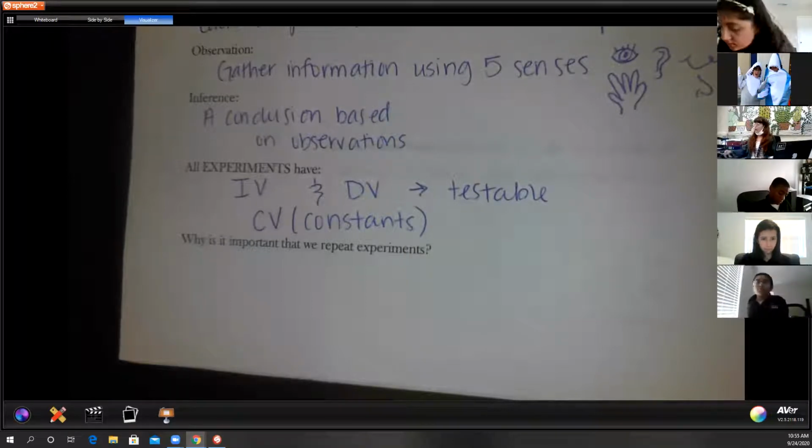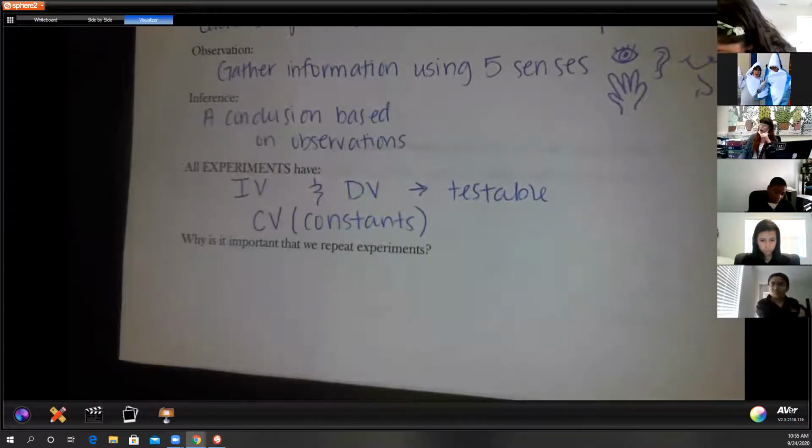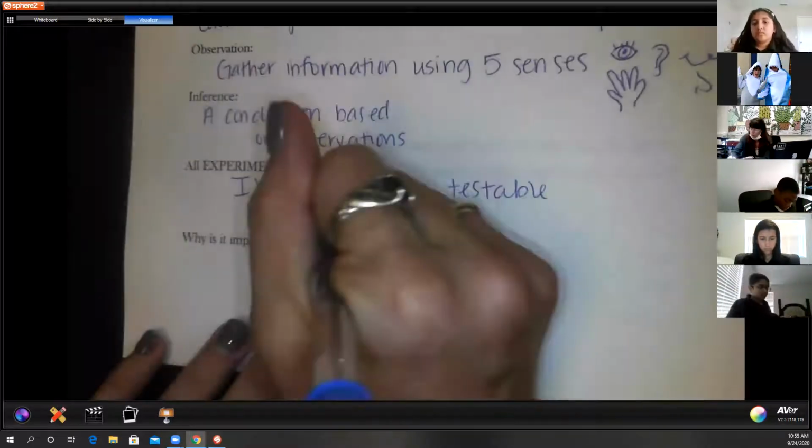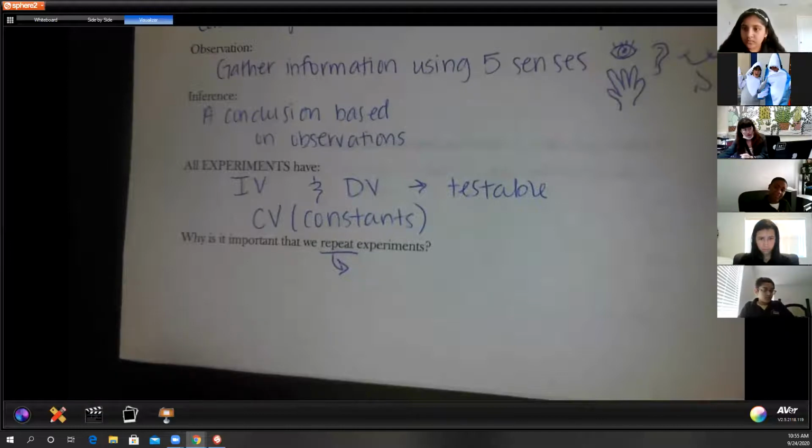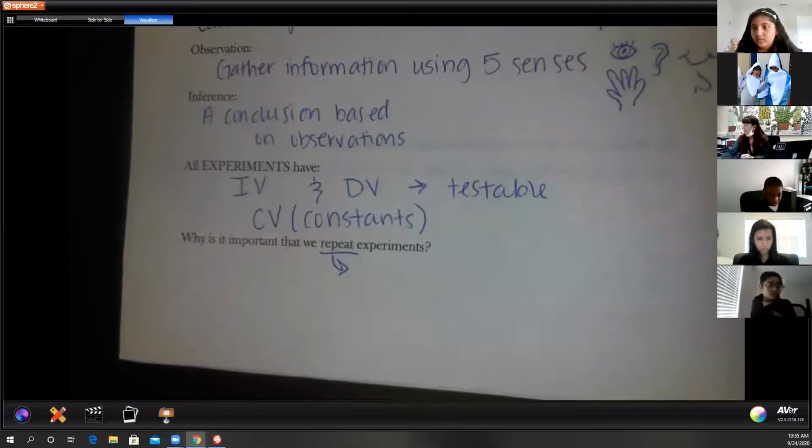All right, this is a very important question because there's about 4 or 5 questions on the test that ask about this. Why is it important? Somebody from home, Kavar, why is it important that we repeat experiments? I can't hear you. You're on mute. So you get the same data as the first time? All right, so we want to make sure that our results are correct. Sam? Validate your data. Validate. Good. I'm so glad that you said that. Anything else?